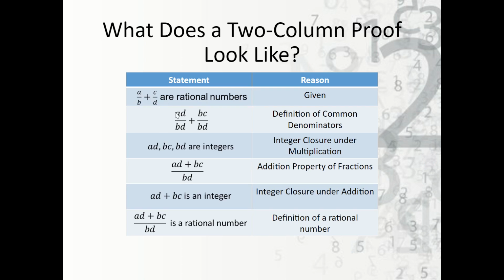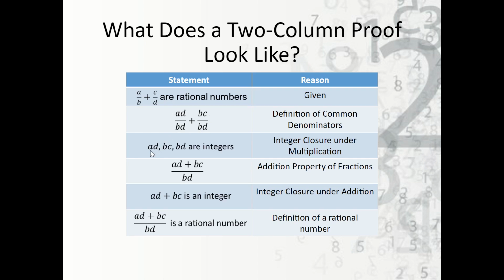So we can say that this is AD over BD plus BC over BD. How do we know that? Well, all we did there was to get from here to here, we found common denominators. And that's the definition of common denominators, right? That's something that we know to be true. So we use definition of common denominators to be able to add these two rational numbers, even though they don't have common denominators already.